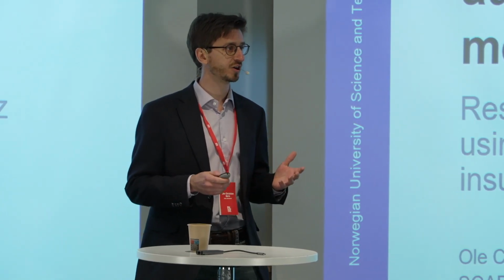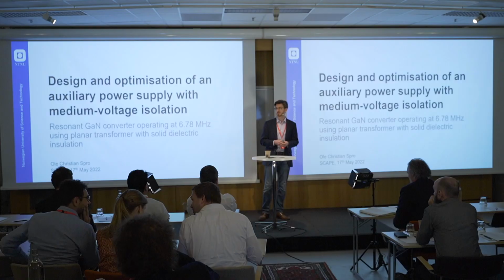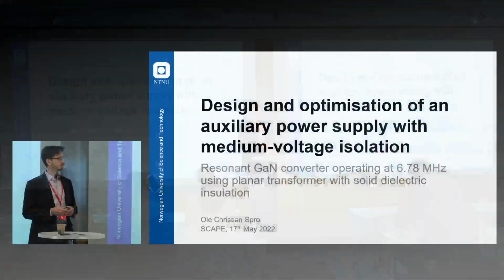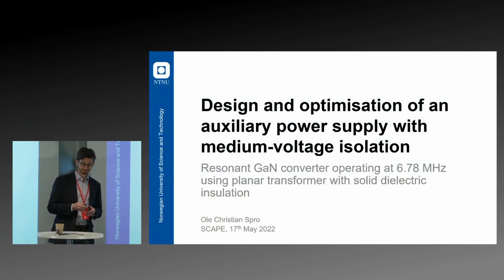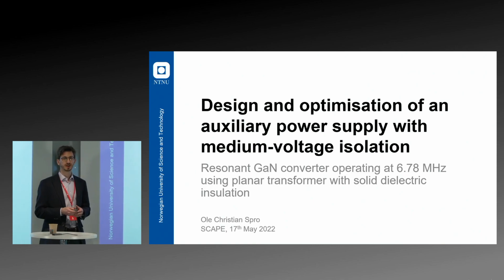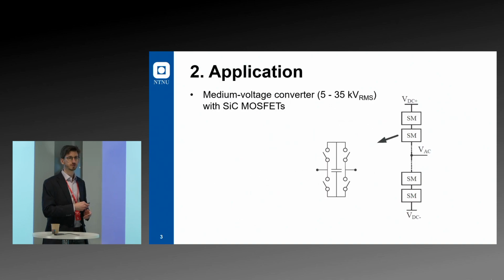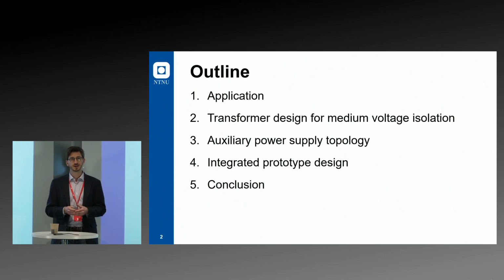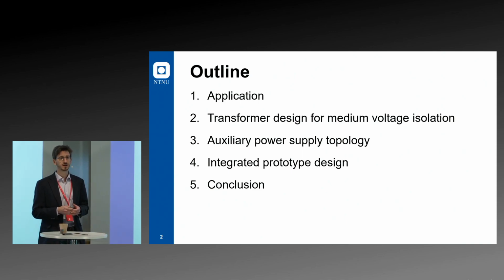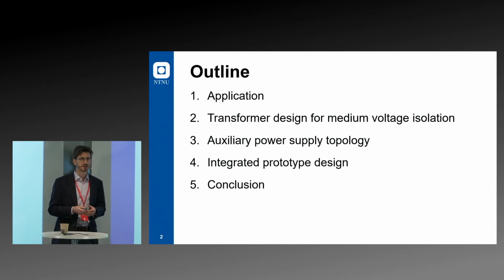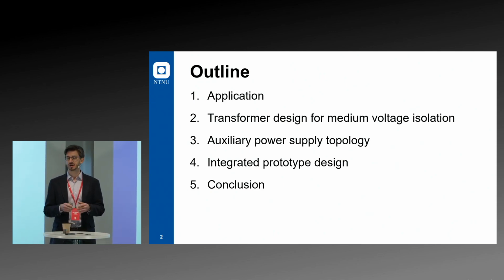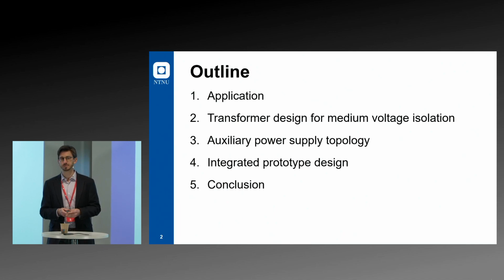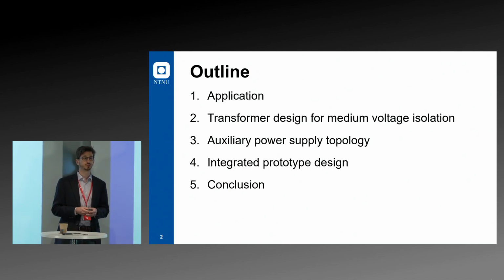We set out with a gallium nitride component and said, okay, where can we find a possible application where the gallium nitride could shine or could make a big difference? So we went to design an auxiliary power supply to supply gate power in a medium voltage converter. For this presentation, we'll just give a brief overview of the application, then go into the transformer design, and then over to the topology selection, and then some final words on going from proving the concept to what an integrated prototype can look like, and give a short conclusion.